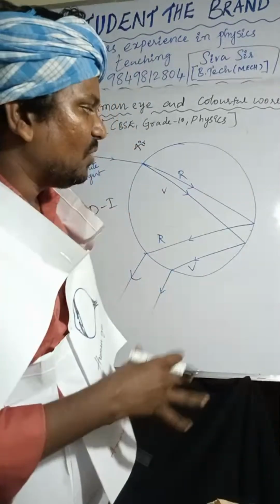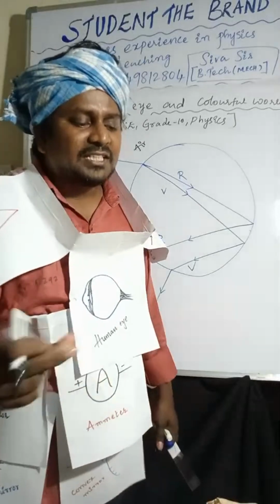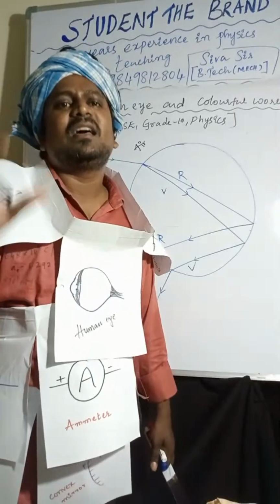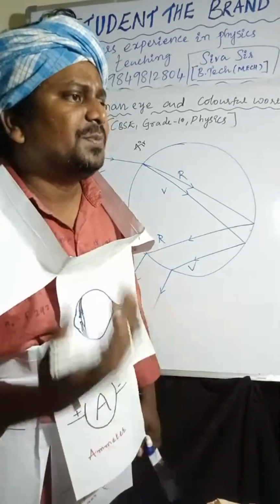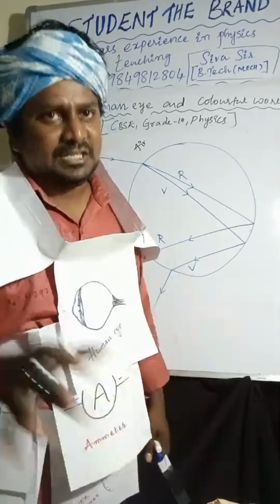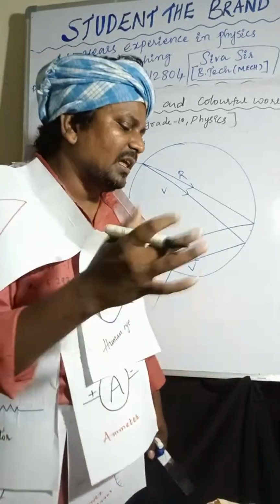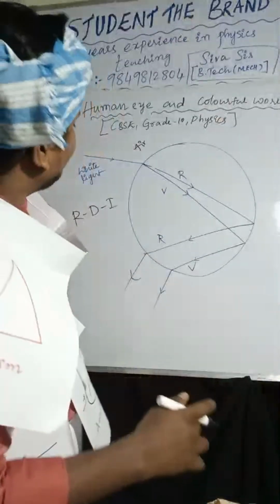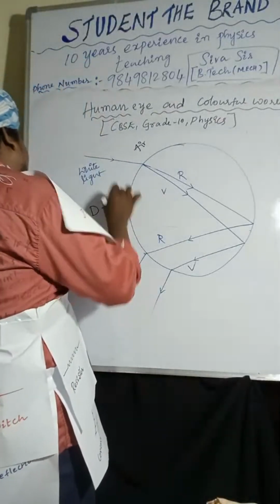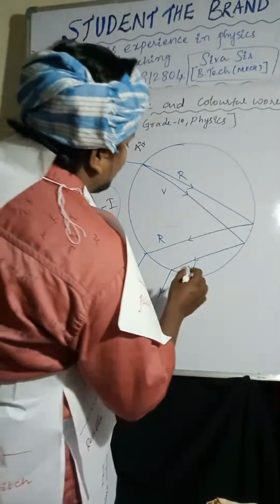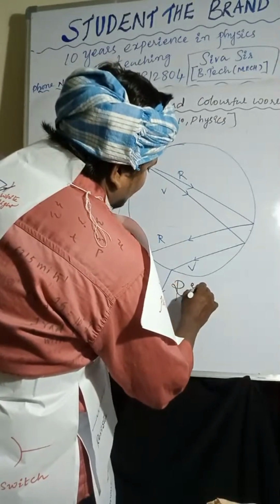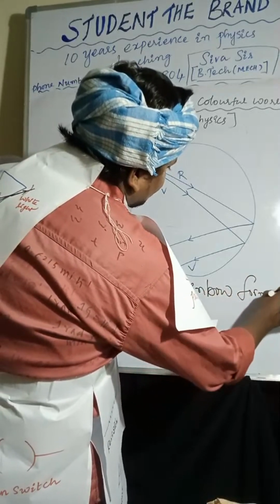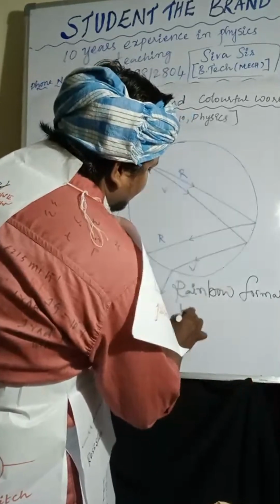What is the phenomenon involved in the formation of rainbow? Refraction, dispersion, internal reflection. So the phenomenon involved in the formation of a rainbow, rainbow formation by water drop.